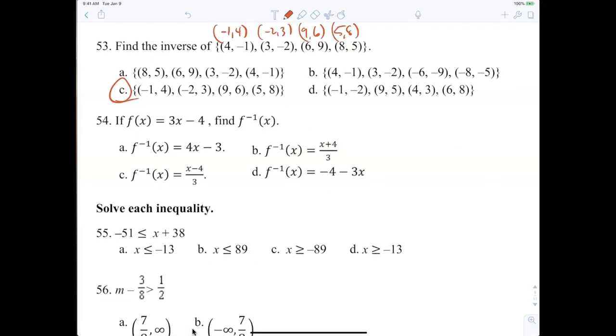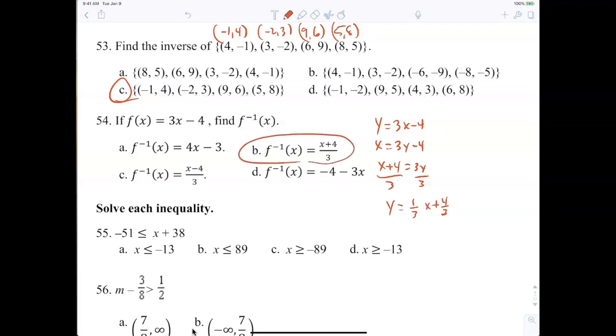Now remember, when you find the inverse, y equals 3x minus 4, it's going to be x equals 3y minus 4. So you add 4, and then you divide by 3, because again, you're isolating the y value. So y is equal to 1/3 x plus 4/3, or we can just look and say that was the answer.